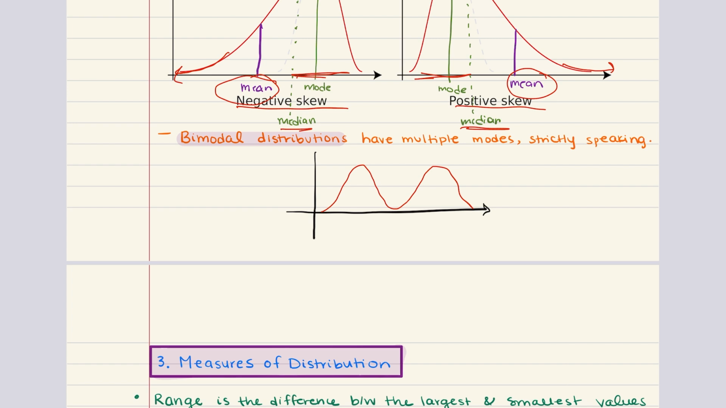Now, if there is sufficient separation between the two peaks, or if the amount of data between them is relatively small, the bimodal distribution can be analyzed as two distinct distributions, though this is not always necessary, but it's important to keep in mind that it's possible.